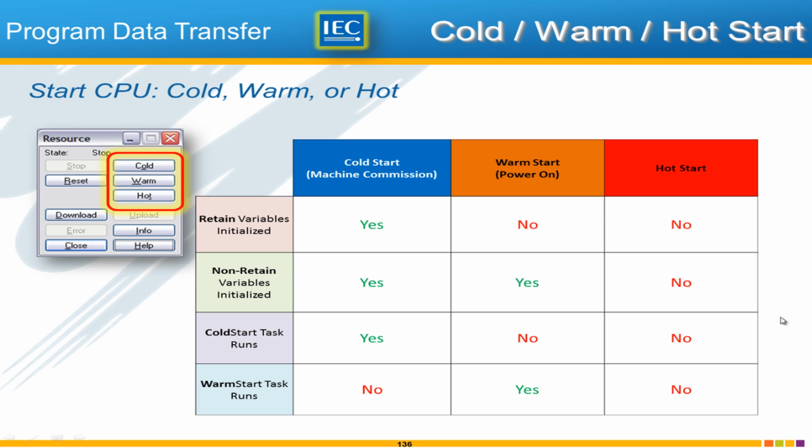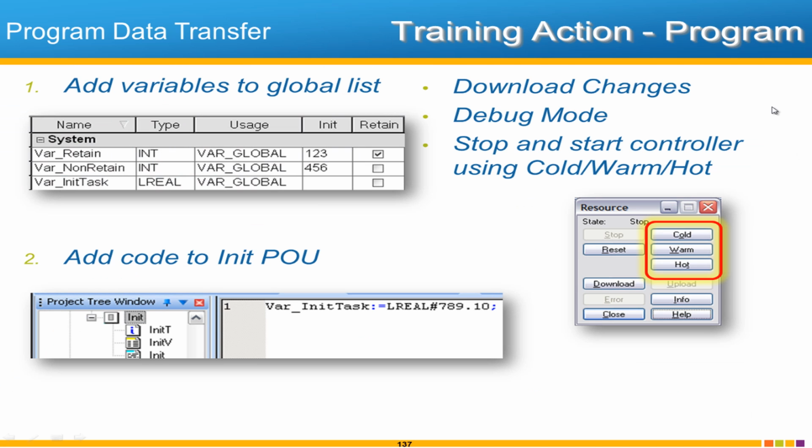But here, since this is training, we'd like to make an exercise out of it. And so let's do the following. Let's go into our global list and add 3 variables, 2 integers with the following initial values, and we'll mark var retain as retain, var non-retain, these are just the names we're coming up with, as initial value 456, and don't check the box. And then another one called var init task, and don't put anything in there.